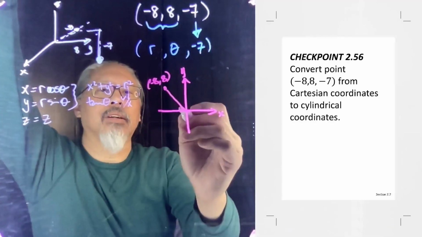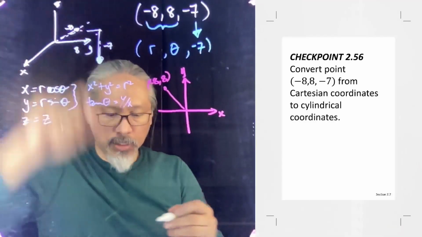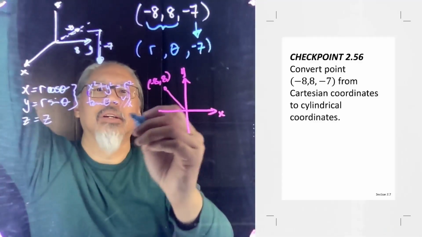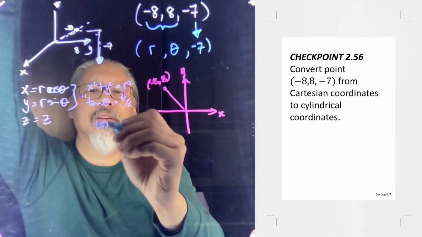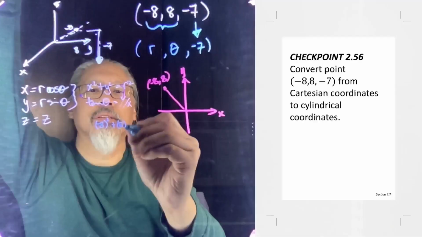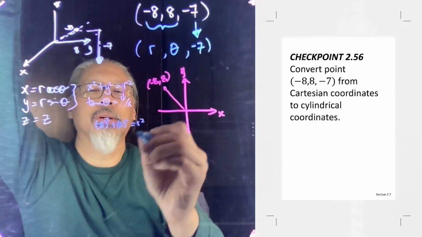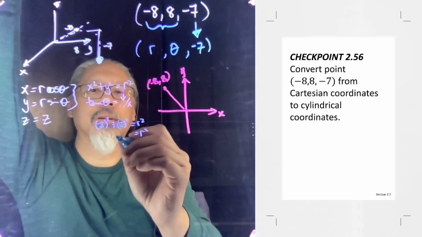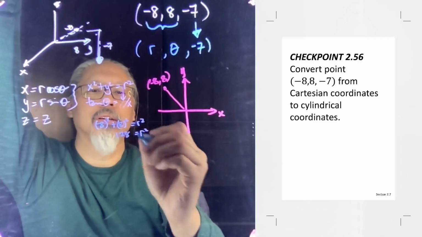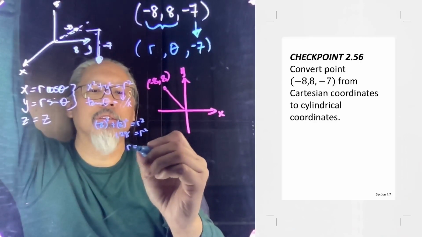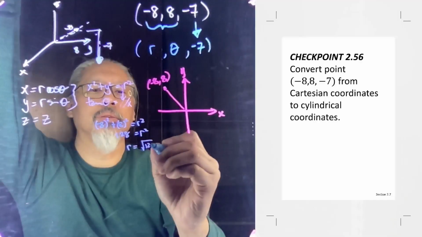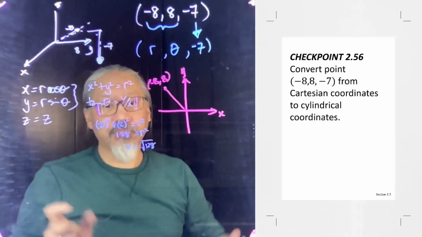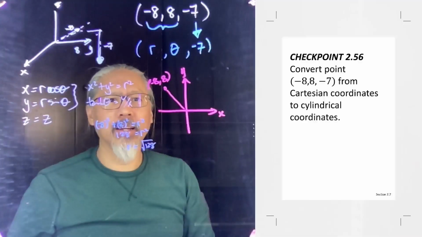First, let's figure out the r. R is radial distance. I think that part is pretty straightforward. We have (-8) squared plus 8 squared is equal to r squared. So r squared is going to be 2 times 64, 128. And then r is going to be the square root of 128. I think that's 8 root 2. We can leave it like that.